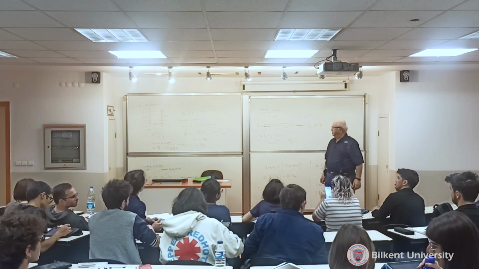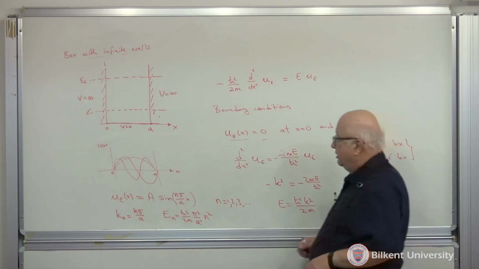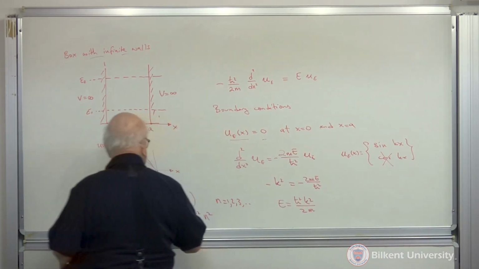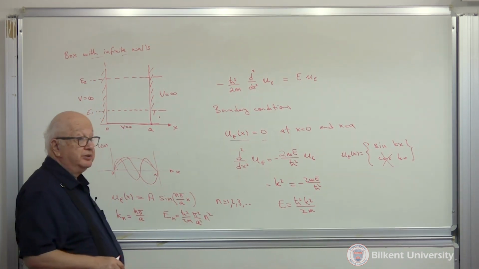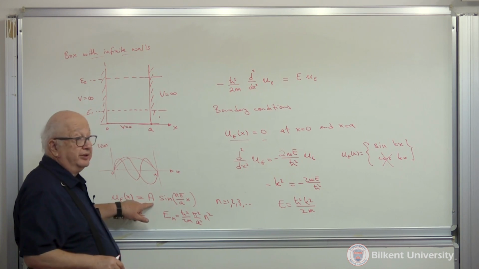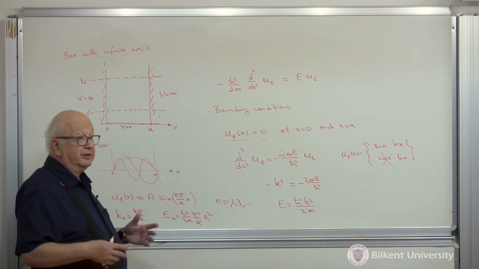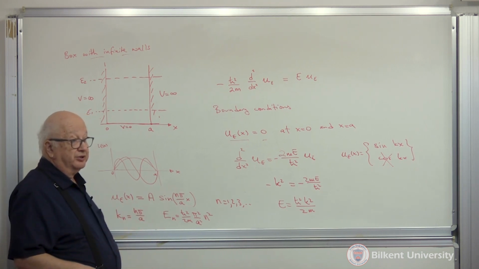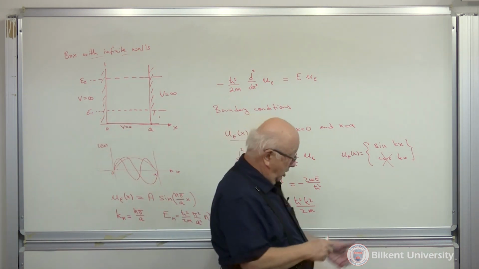No, n cannot be a negative integer. Why? Because when you put in a negative number here, all it does is that minus comes out and is grouped into this normalization constant. So it's not a new solution. So n equal to 2 and n equal to minus 2 are the same functions, just the normalization changes.